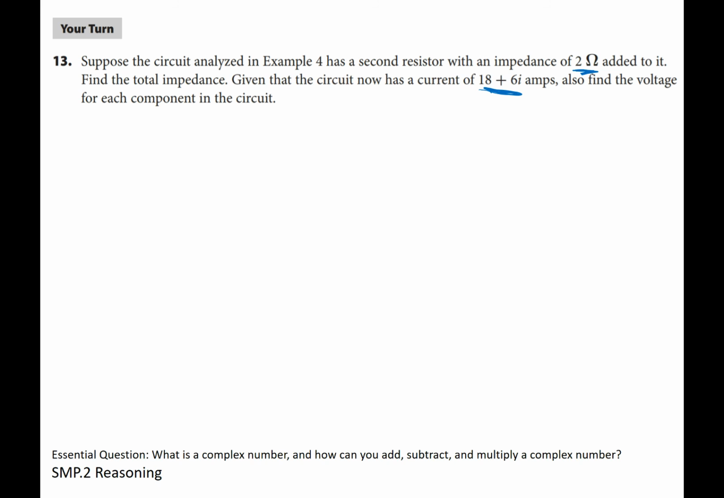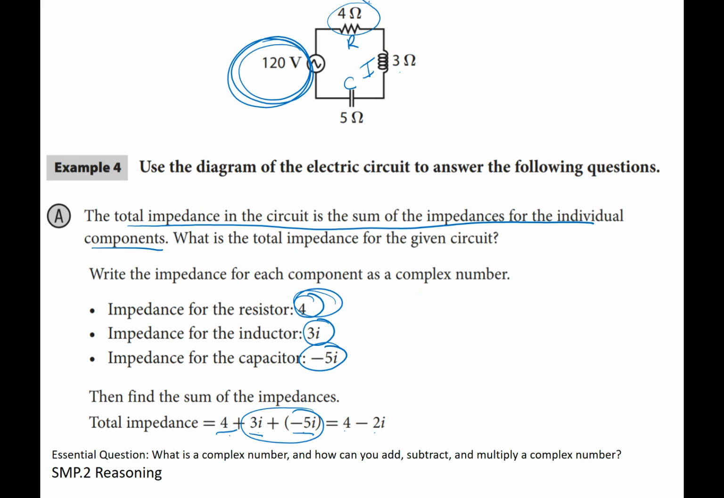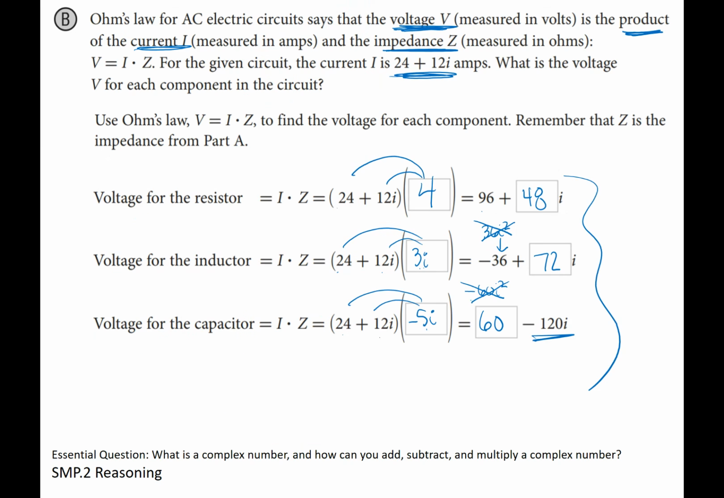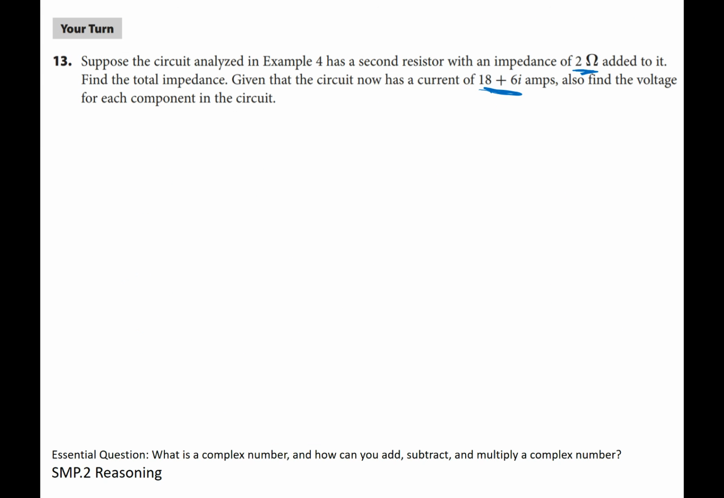All right, so we're going to kind of do the steps again. Basically what they're saying is we're going to take this old impedance and add in another circuit, a second resistor of 2 ohms. So basically we're just adding 2 ohms to this. So we're going to write it out. It is 2 plus the 4 that was there originally plus 3i minus the 5i. So that was all the stuff that was there before.